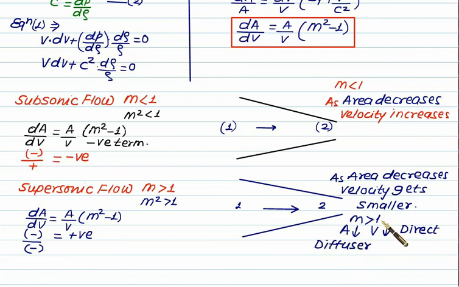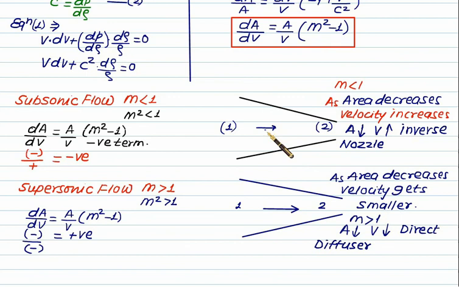Whereas in the first case, when Mach number is less than 1, that is subsonic, the area will decrease and the velocity will increase. So there is an inverse relation. Since the velocity increases, it will be called a nozzle. So this one is the shape of a nozzle in the case of subsonic flow. And the same shape will become a diffuser when Mach number is greater than 1. So the entire concept of change in area and change in velocity is a strong function of Mach number.